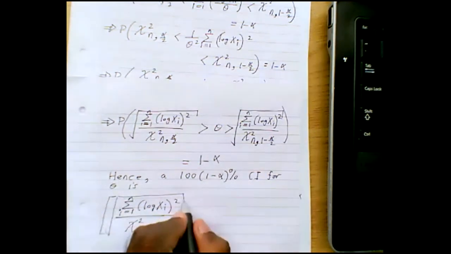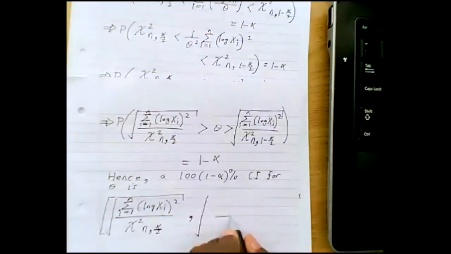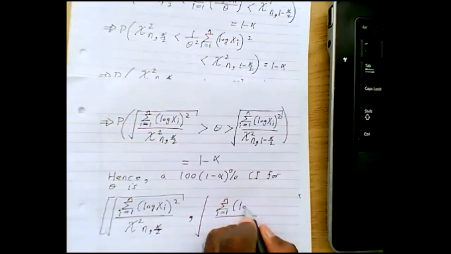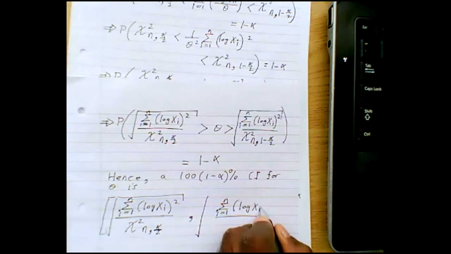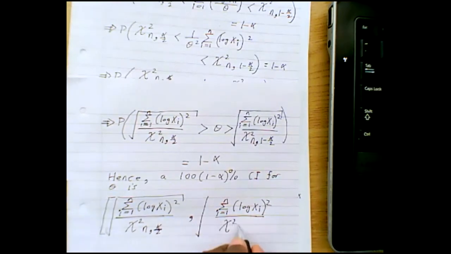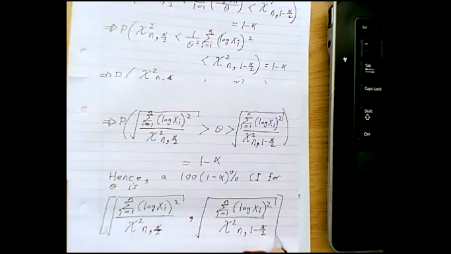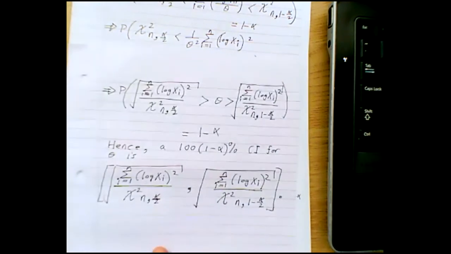This is the lower limit, and the upper limit is... all right, this is the upper limit. All right, guys, so this completes the second example.